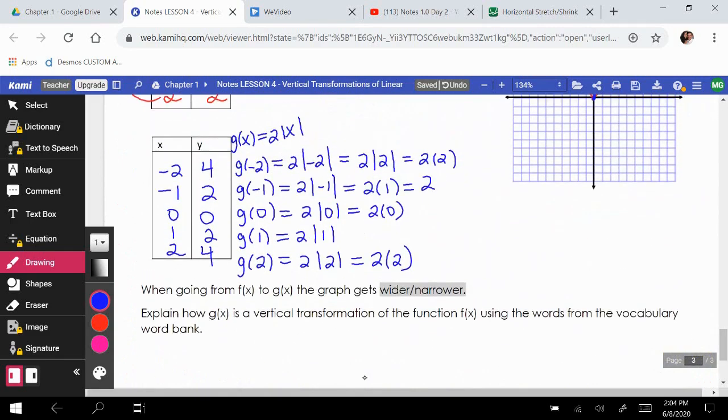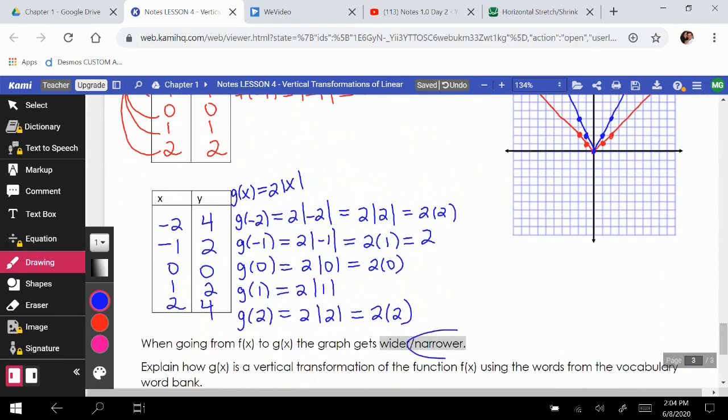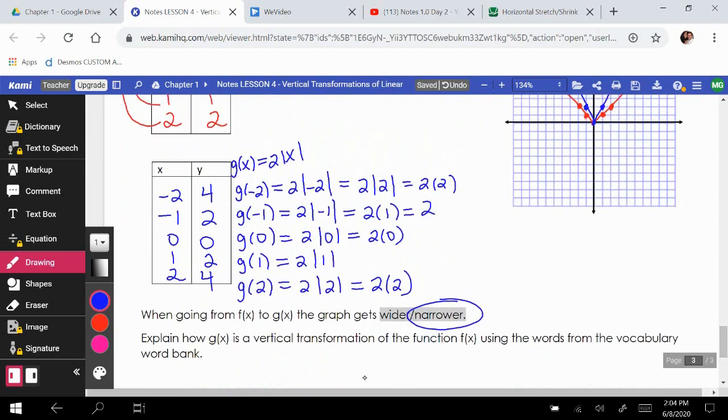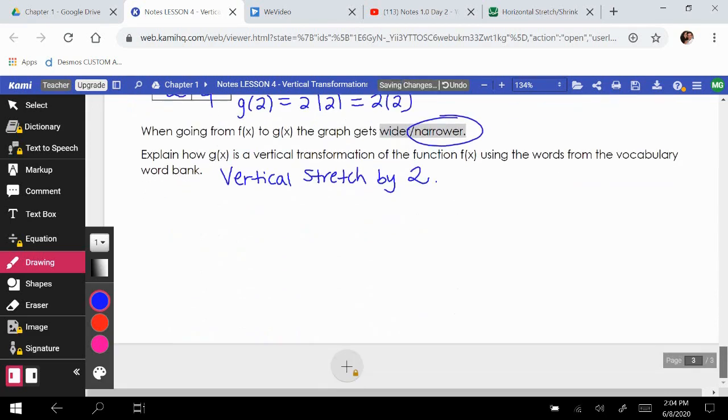Okay, so when going from f of x, which is the red graph, to g of x, the graph gets what? We said that the graph gets more narrow. It says, explain how g of x is a vertical transformation of f of x using words from the vocabulary word bank. It would be a vertical stretch by 2 if it's getting more narrow. Okay, that's it.